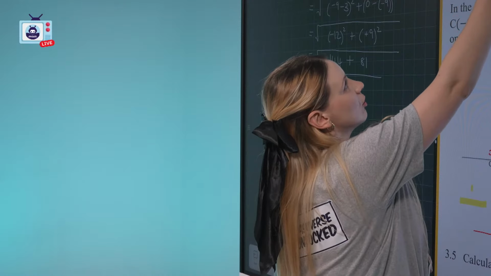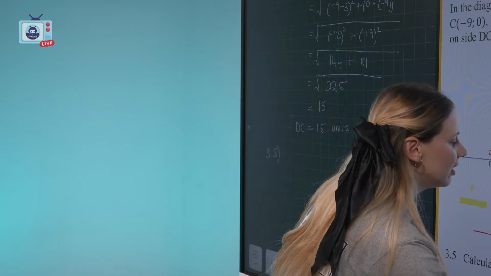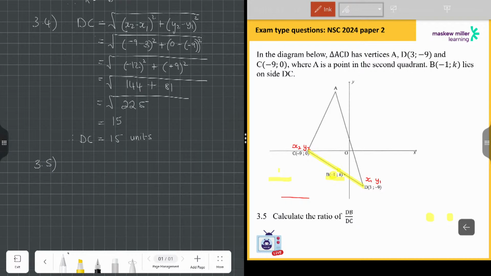Okay, so we are going to fill in that this is -1 and -6. And now we're going to find the length of DB. We already have the length of DC. They want us to find the ratio of DB to DC. Right, so let's go. The length of DB, the square root of, and my formula is there above, I'm not going to write the formula again. I'm going to go straight to it using the points here.